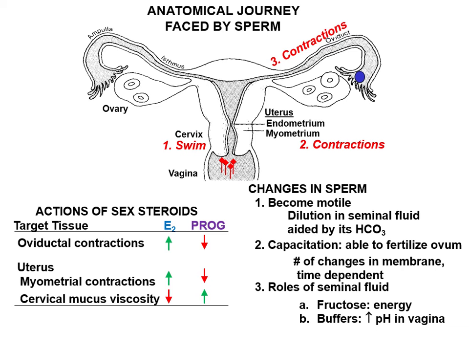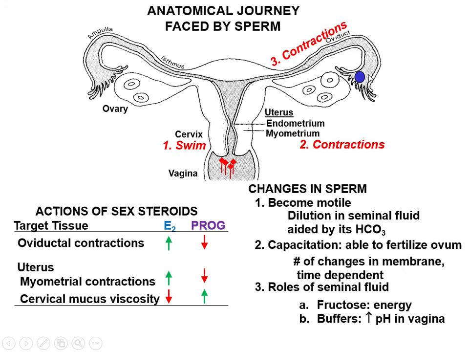And they also have a number of buffers. This also is important because the environment of the vagina is very acidic, and sperm don't do well in an acidic environment. So the buffers in the seminal fluid increase the pH and help the sperm survive until they can get into the uterus.